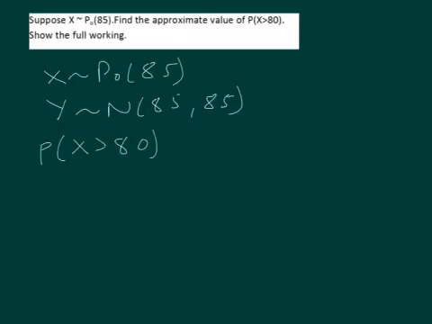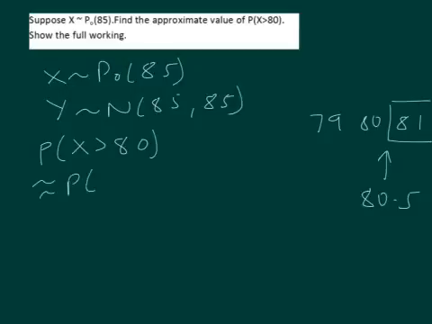So let's think about this. 79, 80, 81. We want X to be greater than 80, not including 80. So what we're looking at with our continuity correction is that Y is greater than 80.5.